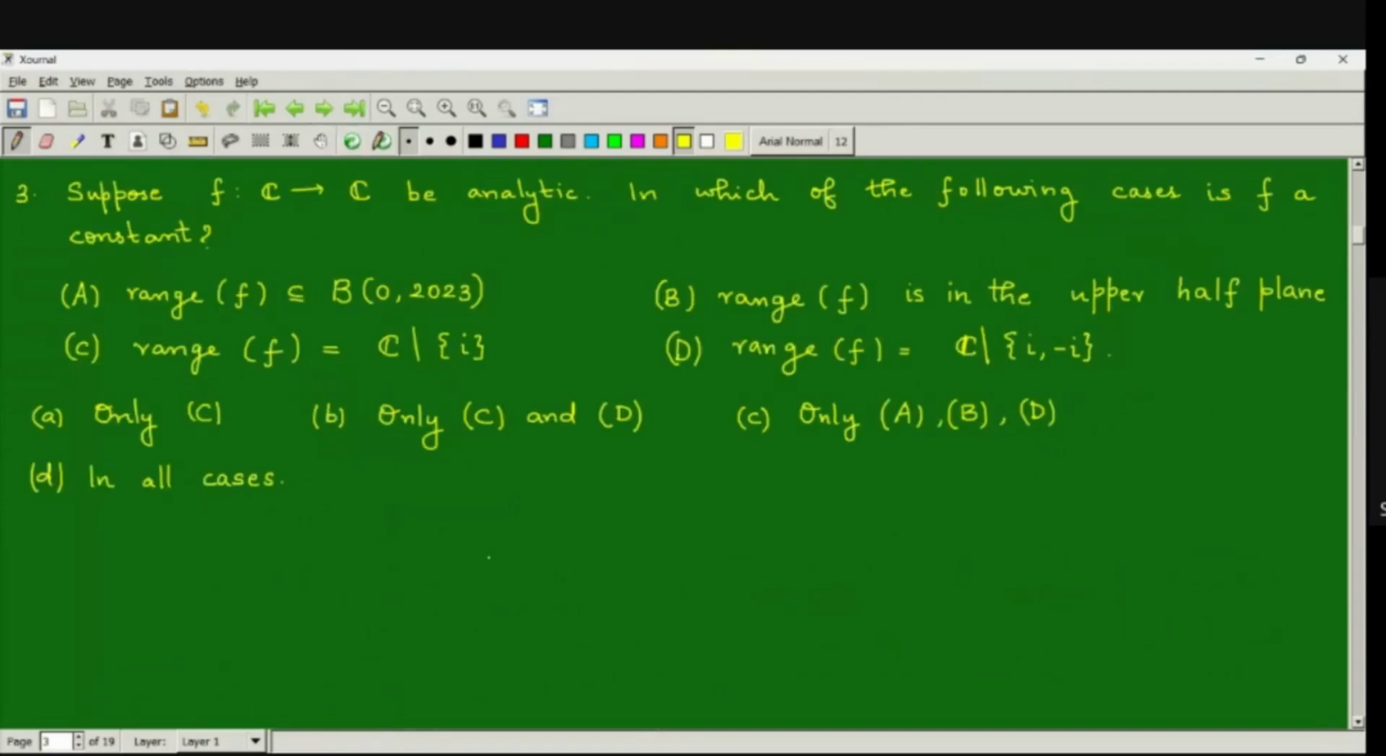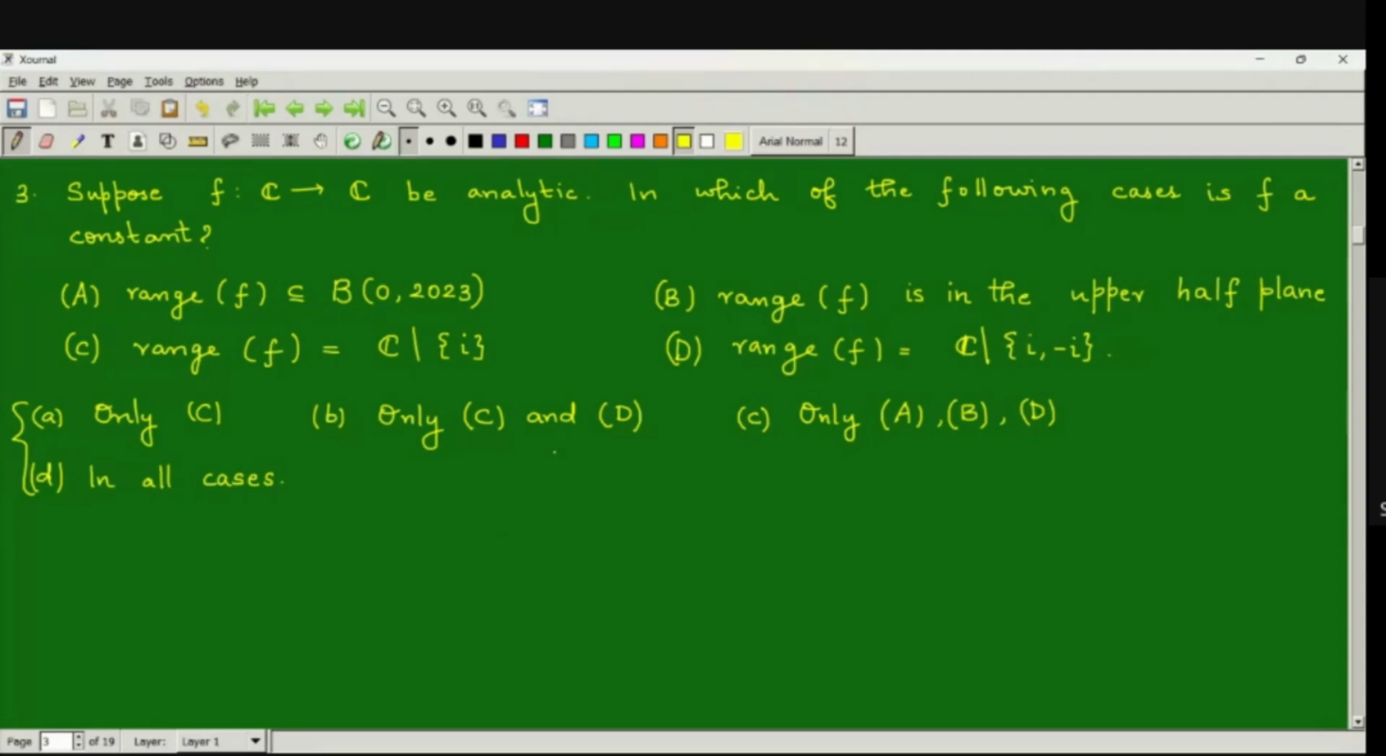Okay, so this is a purely theoretic kind of question. What is the question asking? f is an entire function. C to C analytic means entire function. Then, in which of the following cases is f a constant? Means whether condition A implies f is a constant, whether B implies f is a constant, whether C implies f is a constant, or D implies f is a constant. So A, B, C, D are the statements that they have given. The options are here.